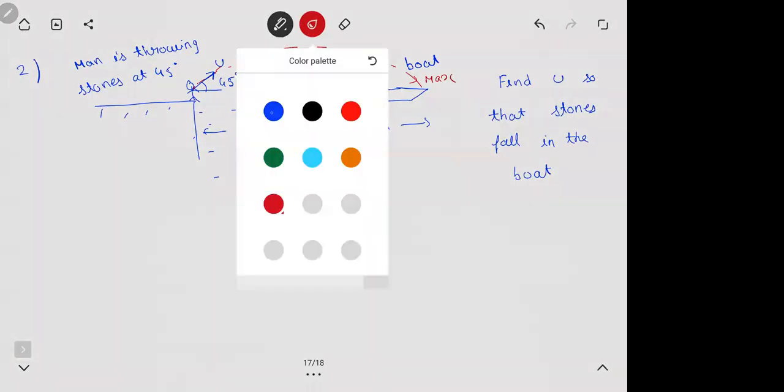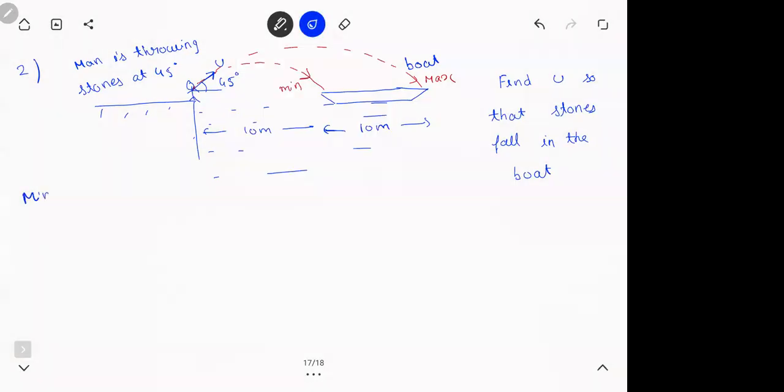If you want to calculate this, for the minimum case, what is the range? You're hitting the left edge of the boat, no? That is 10 meters, which is u square sine 2 theta by g. This is the range formula. You need to find u: sine 2 into 45, that is sine 90, is 1, so u square by 10 is 10. So you get u minimum is root 100, that is 10.